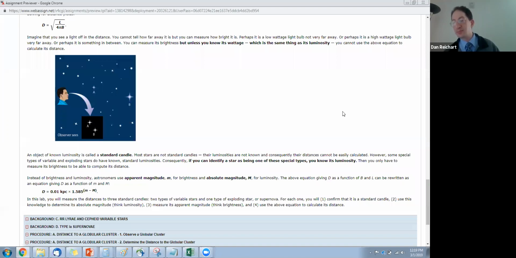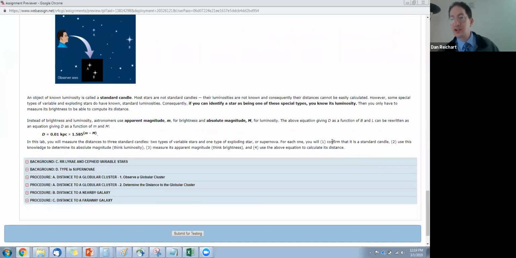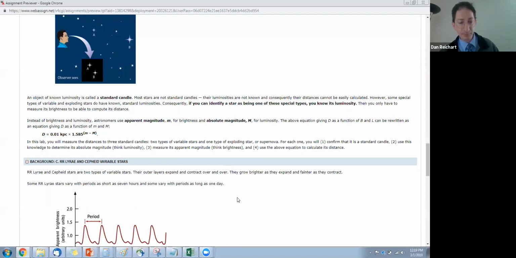But there are special types of stars, such as some types of variable stars, or some types of exploding stars. If you can identify it as that special object, you know its luminosity. So the steps are: confirm that it is a standard candle, that special type of object. Then use the knowledge of its absolute magnitude, think luminosity, and then measure its apparent magnitude, think brightness, and then calculate its distance. So those are the 4 steps over and over. But 2 more background sections before we dive in, one on the variable stars, and then one on the supernova.